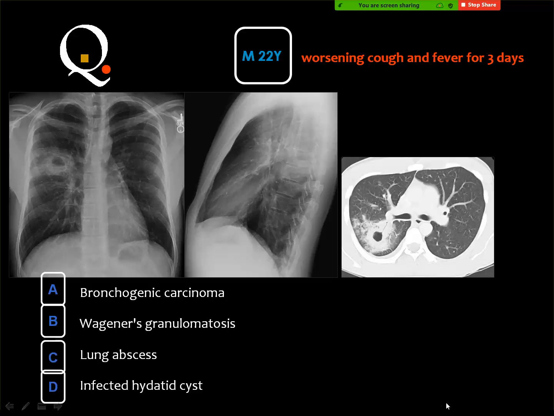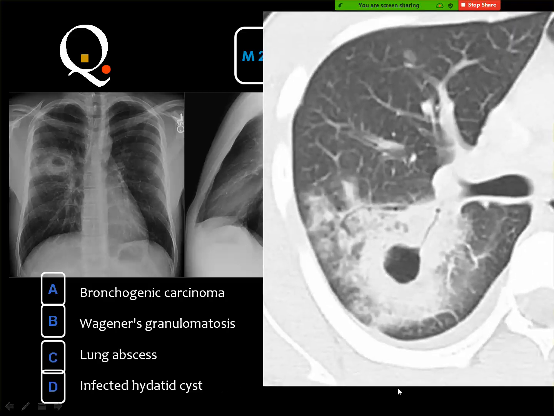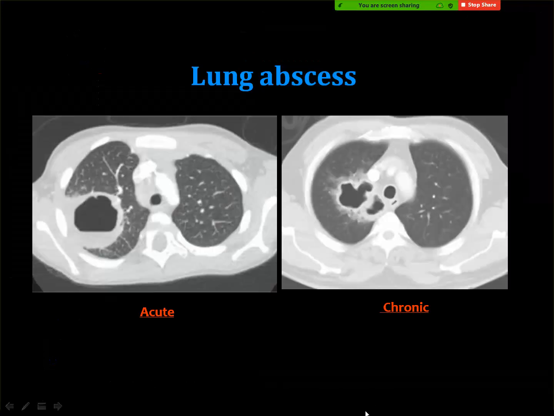Teratoma. Yeah. Okay. Then the next case is a male patient, 22 years old, with cough and fever. Lung abscess. Okay, and this is true. This is lung abscess, and you got a smooth inner margin. You got pneumonic consolidation around the abscess, representing inflammatory changes.